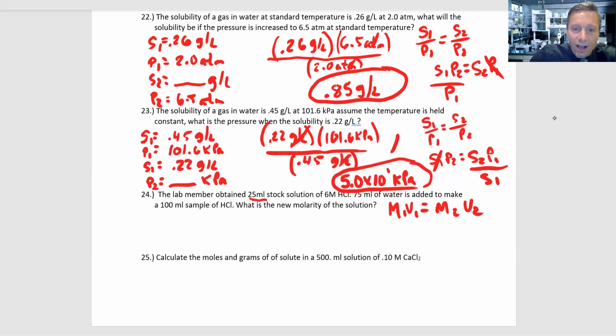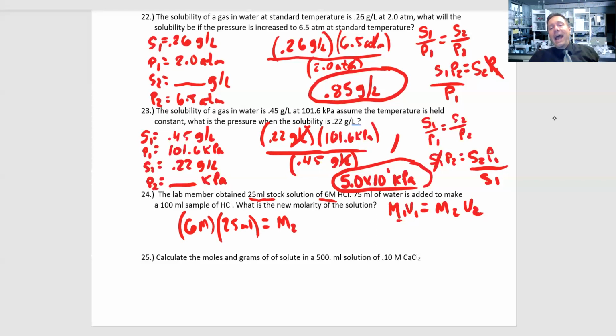So I get 25 milliliters of this highly concentrated HCl. So that's on this side right here. So I'm going to go 6 molar, and then I have 25 milliliters. I'm looking for my secondary molarity, so I've got M2. And don't let this confuse you. They added 75 milliliters, but the ending volume is 100 milliliters. So be careful on some of the terminologies.